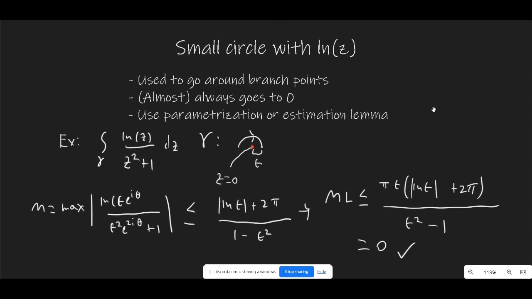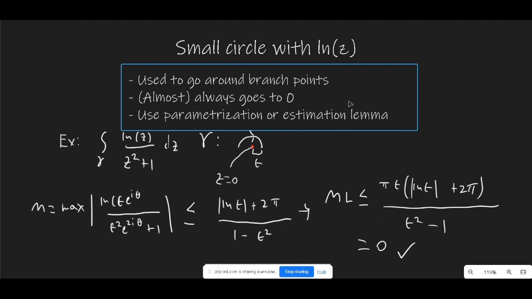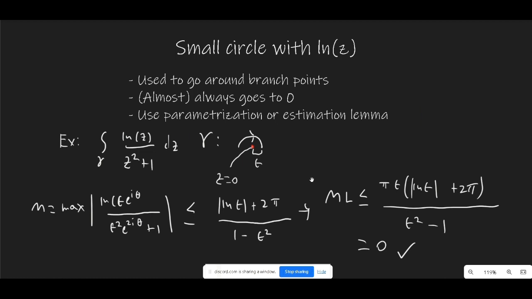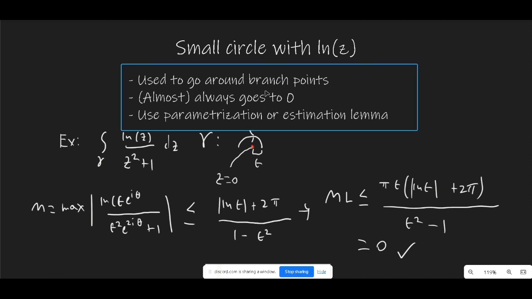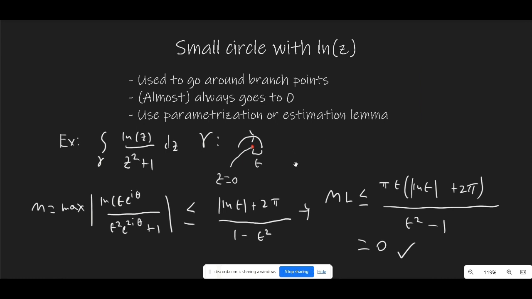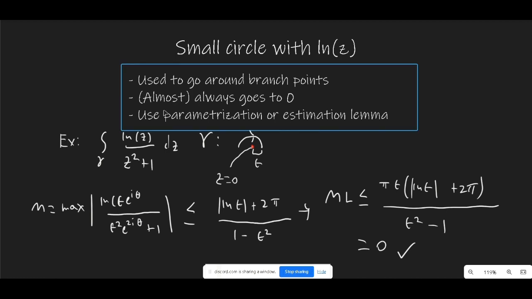However, sometimes we aren't actually going around a pole. Sometimes we're going around what's called a branch point. We'll get to branch points later in this video, and we'll cover them fully in the next video. This is also an important topic, because we can never integrate over a branch point, so we always have to go around it. That's probably the main reason why we use these small circle integrals.